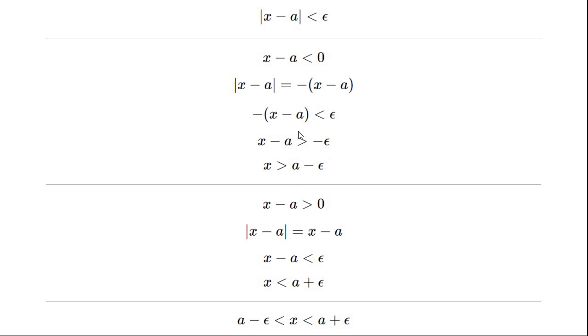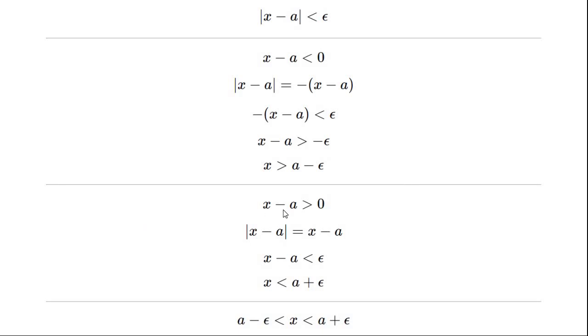This makes sense because for x minus a to be less than 0, then x must be less than a. So x is less than a, so it falls on the left of a. It still must be greater than a minus epsilon, because a minus epsilon is the lower bound there.